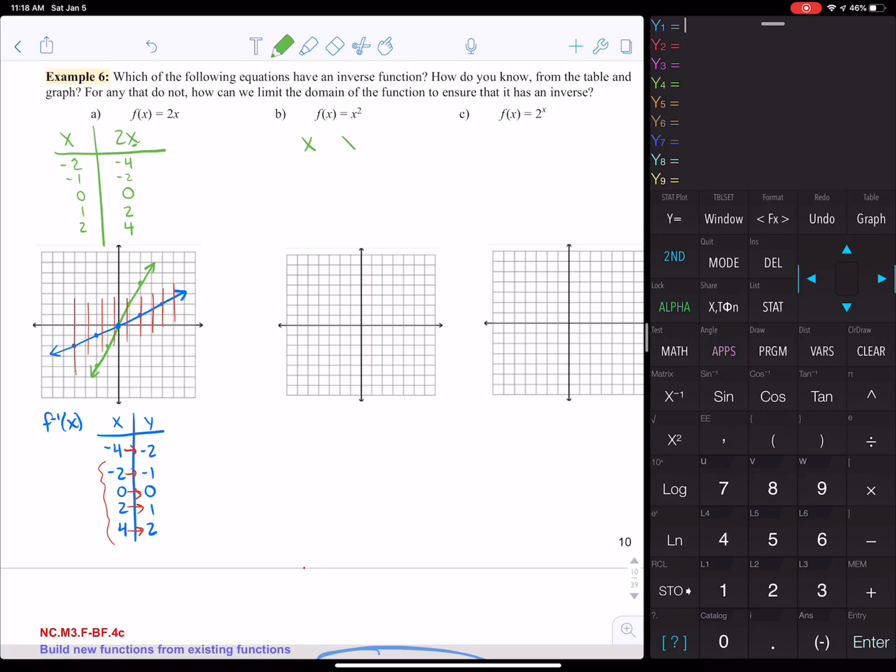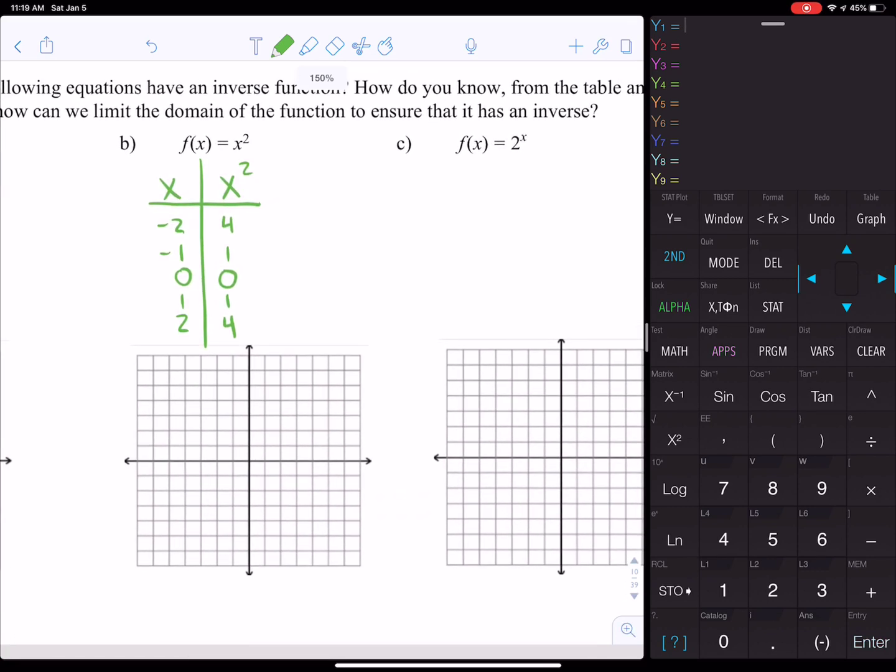All right, so for B, let's make a table of values. We're going to do x and x squared. Let's plug in the same simple numbers, -2, -1, 0, 1, and 2. So -2 squared would be 4, -1 squared is 1, 0 squared is 0, 1 squared is 1, 2 squared is 4. Then let's plot those values. -2 goes with 4. -1 goes with 1. We have 0, 0, 1, 1, and 2, 4. And we get a nice simple little parabola there.